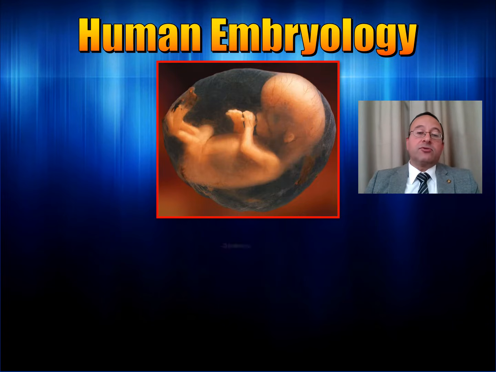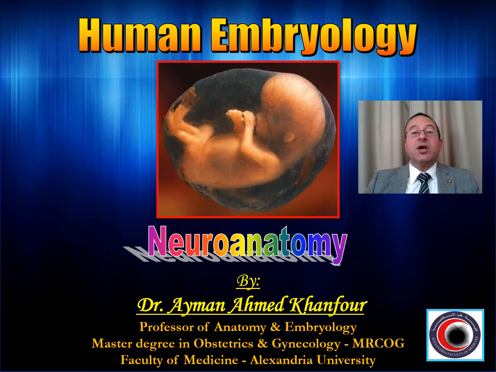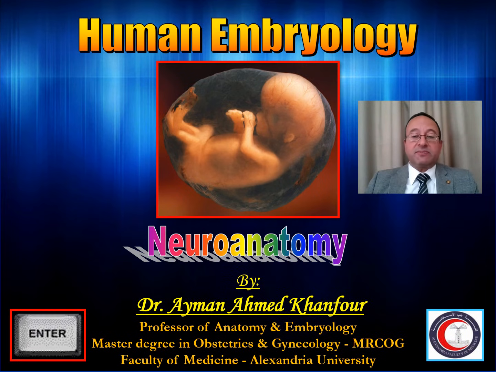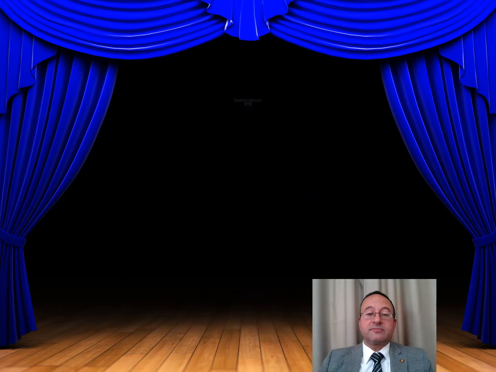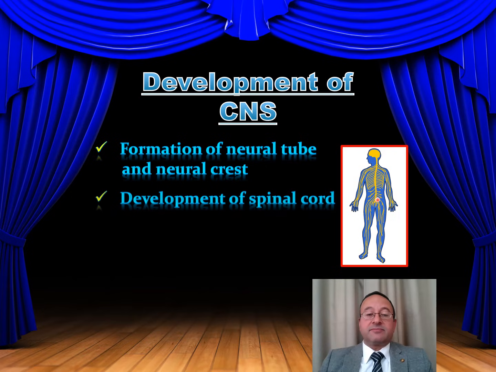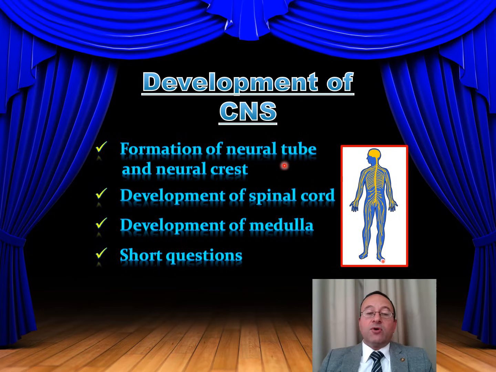Neuroanatomy by Dr. Ayman Ahmad Khamfour, Professor of Anatomy and Embryology, Alexandria University, Egypt. Development of the CNS. It will include formation of the neural tube and neural crest, development of the spinal cord, development of the medulla, and show in between a group of short questions.